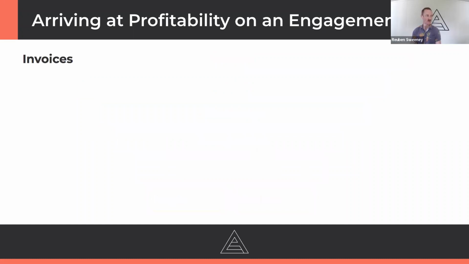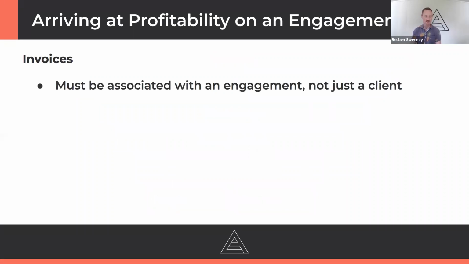Cool. Now, arriving at profitability on an engagement: invoices. There are some cool and important rules around invoicing. They must be associated with an engagement, not a client. And that's probably the most common problem that people face when they're trying to arrive at profitability on a job or engagement: their invoices either are not syncing from their Xero Blue, or they're syncing but just to a client. And we'll have a look at that shortly, what that looks like.